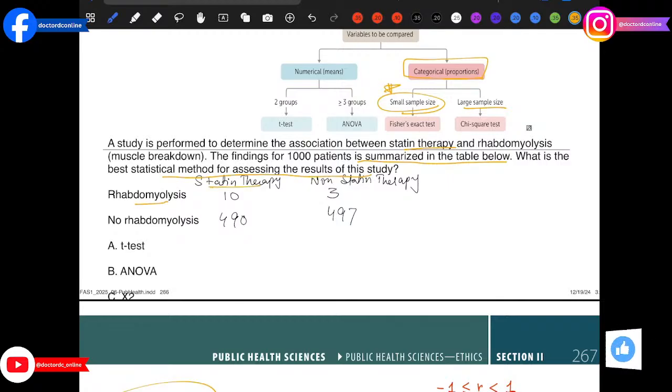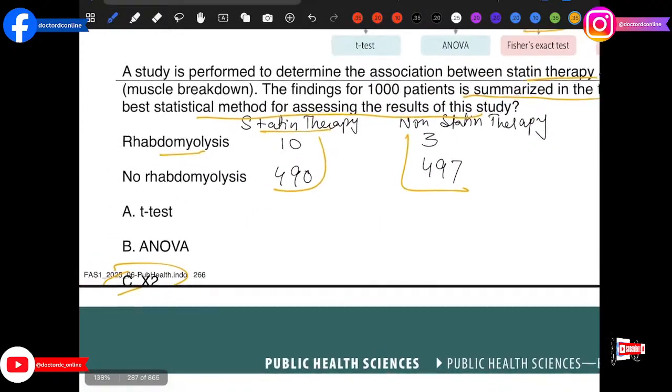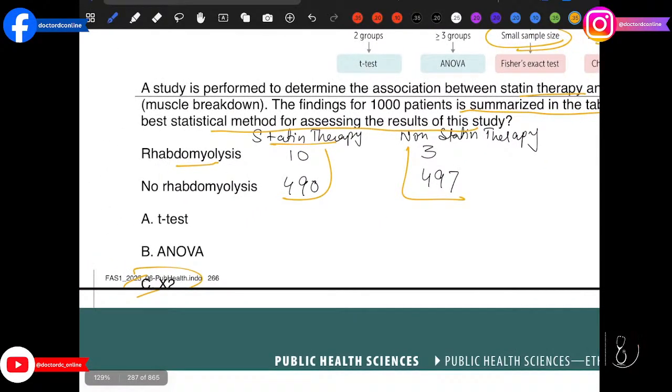Notice the patients are divided into two groups and the outcome of interest is a categorical variable. Hence, a chi-square test would be the most suitable for determining whether there is a statistically significant association between statin therapy and rhabdomyolysis.